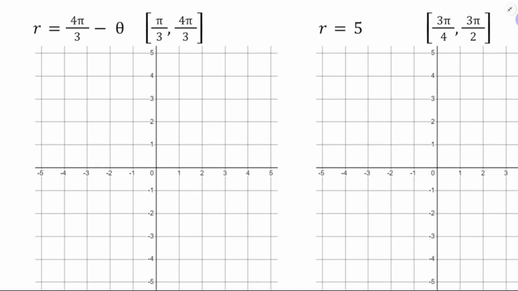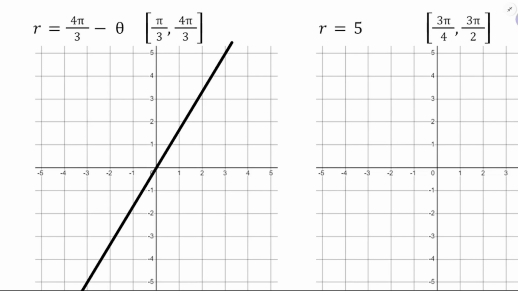All right, r equals 4 pi over 3 minus theta, from pi over 3 to 4 pi over 3. So I think this is another one I'm going to want to just sketch on blanks. No, maybe not. I'll just, no, let's do this. All right, so pi over 3, I don't know, but I think it's about there. It's going to be my guess. And then 4 pi over 3, well, that's completely in the opposite direction, so I should just be able to extend that line and be good to go.